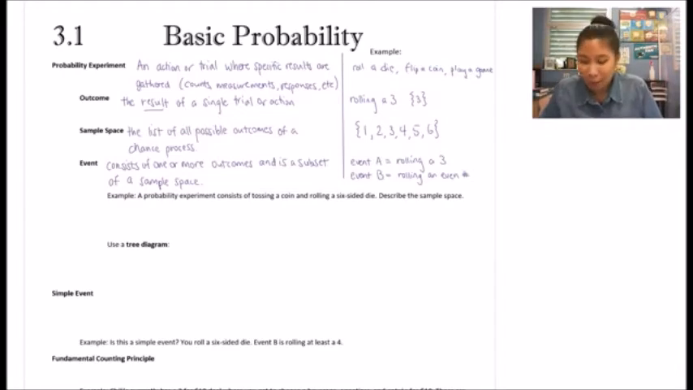When we look at this mathematically, we usually use capital letters to stand for events. So I could say event A equals rolling a 3. Event B would be rolling an even number. We could use all the letters, but usually capital ones.